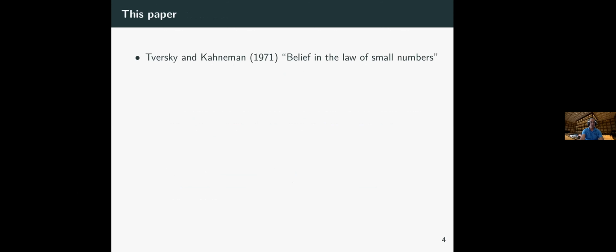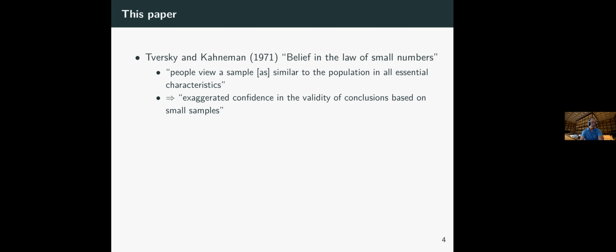So what's this paper? I'm going to start with Tversky and Kahneman's idea of the belief in the law of small numbers. And what does that mean? From experimental evidence, it looks like people view a sample as similar to the population in all essential characteristics. This implies they're going to have exaggerated confidence in the validity of conclusions based on small samples. So I collect a small amount of data, I learn something about the world, I might learn too much, and I'm overconfident in what I've learned.